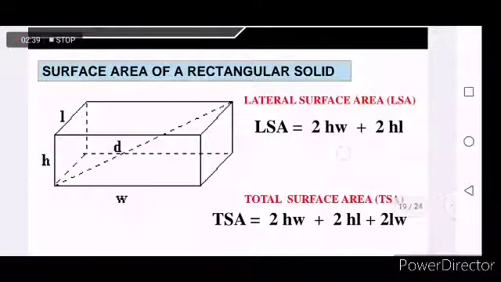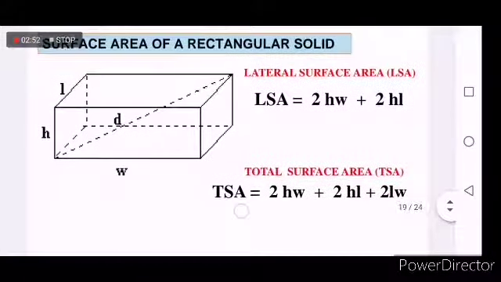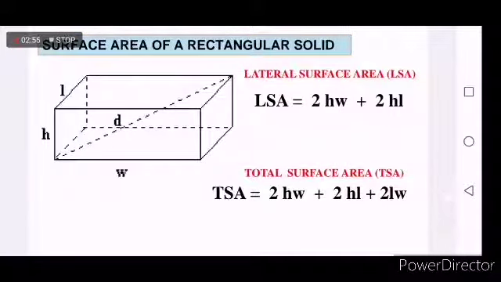How about the surface area of the rectangular solid? Well, you just need to add all the plane figures surrounding the solid if you want to get the total surface area. That is why here, TSA or total surface area is equal to 2HW because we have the dimension of the front face and the back face being equal. Tama? So, yung front face, back face natin equal, kaya 2 times HW yan.